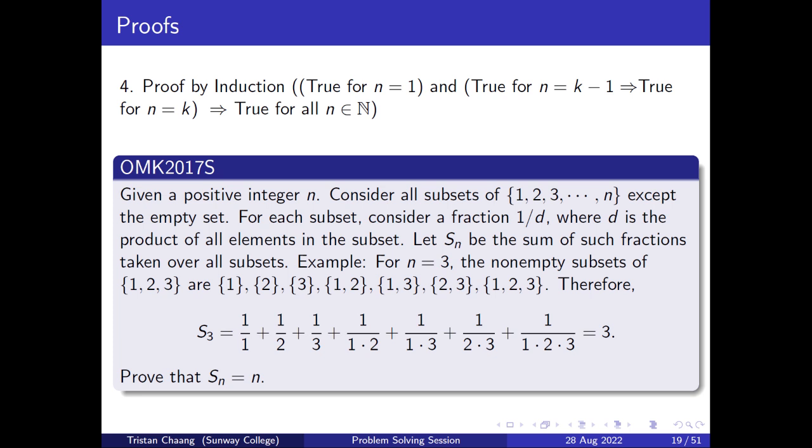So the statement is not just S3 equals 3, but rather if you start off with n, the answer is always n. So as you see, it's true for 3. But of course, true for 3 doesn't tell you anything. True for 3 doesn't tell you it's true for 4, doesn't tell you it's true for 10, doesn't tell you it's true for 1000. So you want to prove true for all positive integers n, right?